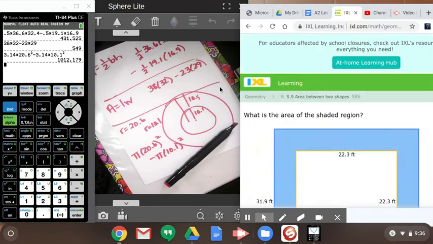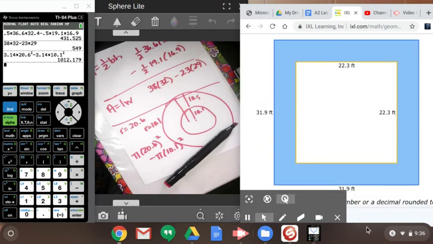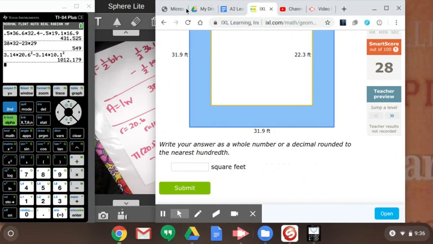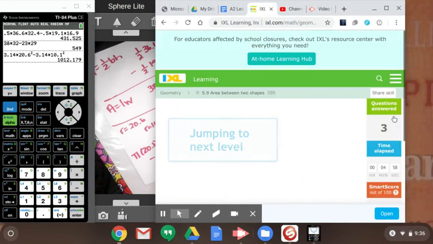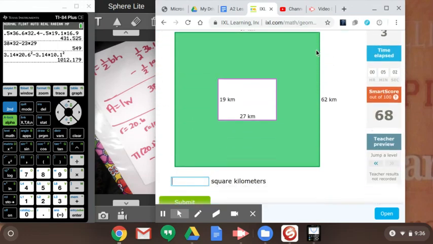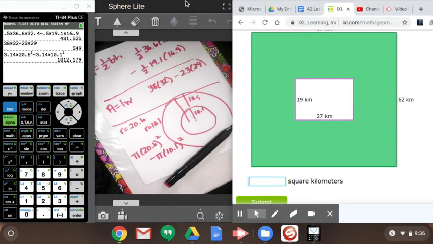Got it. Hooray. All right, I'm just going to jump a level and see. Okay, that looks the same. So I think the circle one on that one is probably the most difficult.